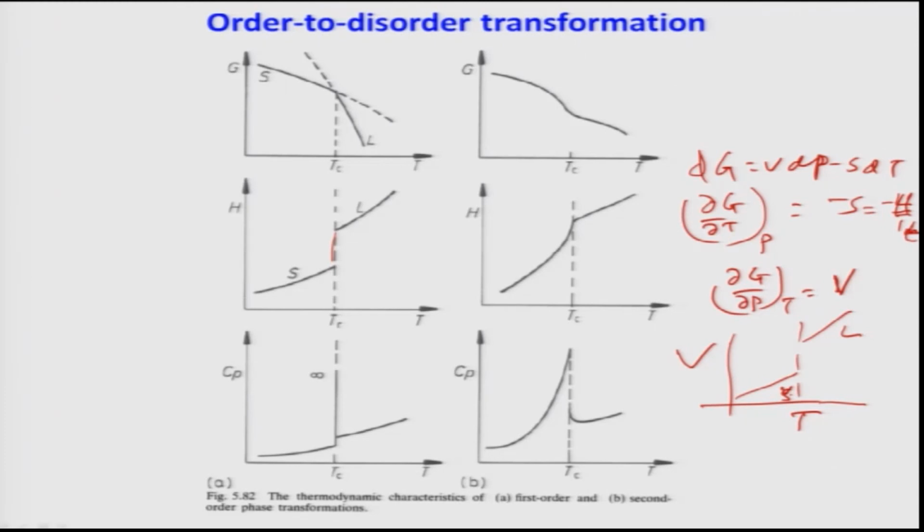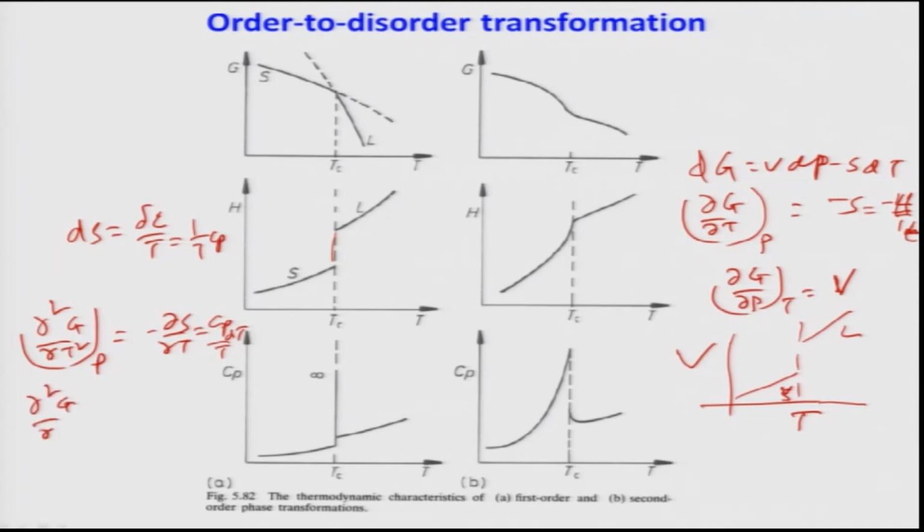In the second order transformations, you have to take a second order derivative. If I take the second order derivative of G at constant pressure, this is nothing but del S by del T, which is nothing but Cp, because dS is basically dQ by T, and then you can write this as 1 by T Cp dT, that is Cp by T dT. So, this is Cp actually, it is the most important factor.